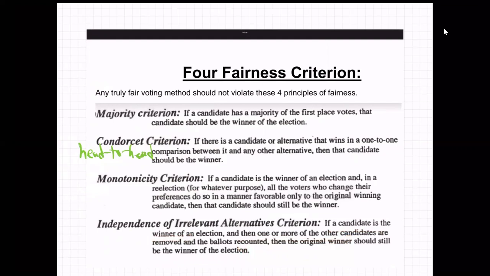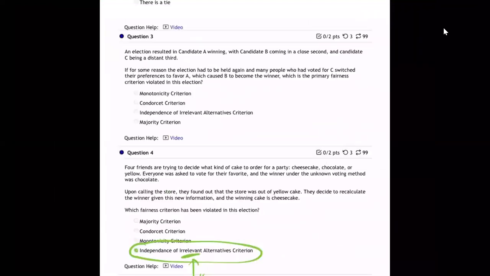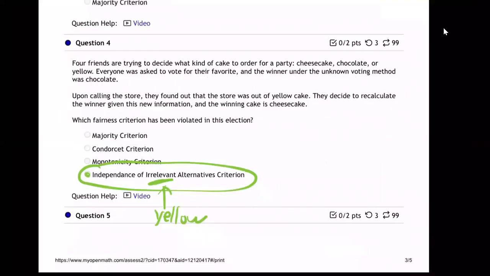This one is, if I can go back to the problem. I think I can. There it is. Oh, no, that's not it. That's number 3. Here it is, number 4. Yeah, so this one then, again, chocolate cake won. They called the store. Yellow cake is not available. They dropped out yellow cake, recounted. Suddenly it switched to cheesecake.